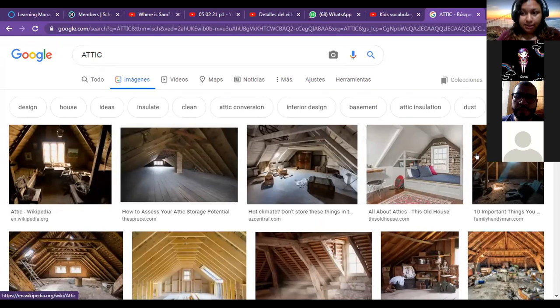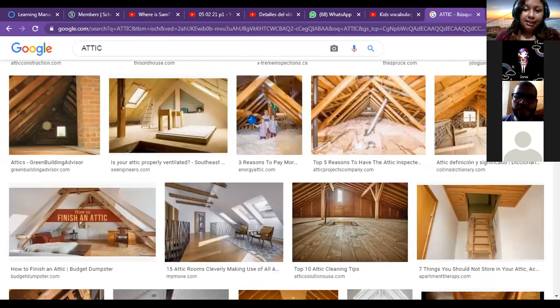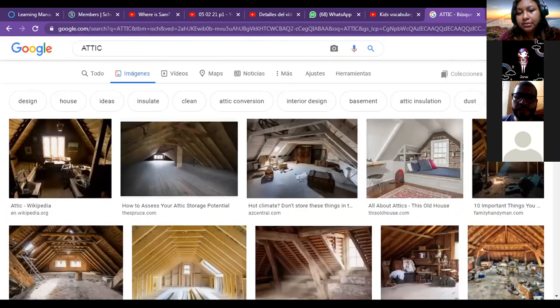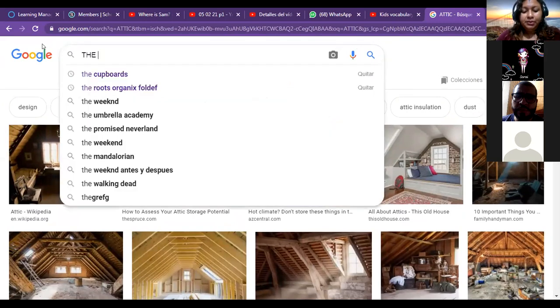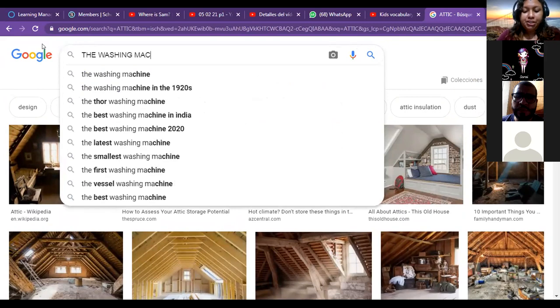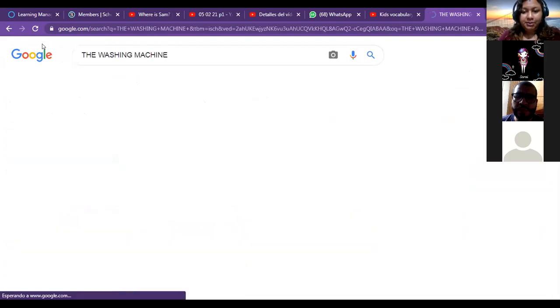Houses in El Salvador don't have attic or attics. No, we don't have attics in our houses. No. But in the United States, houses have attics. Now, the washing machine. Look, washing machine.